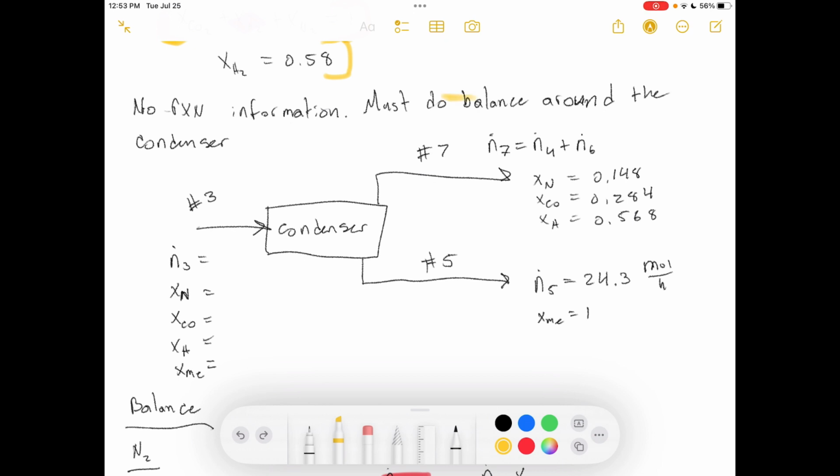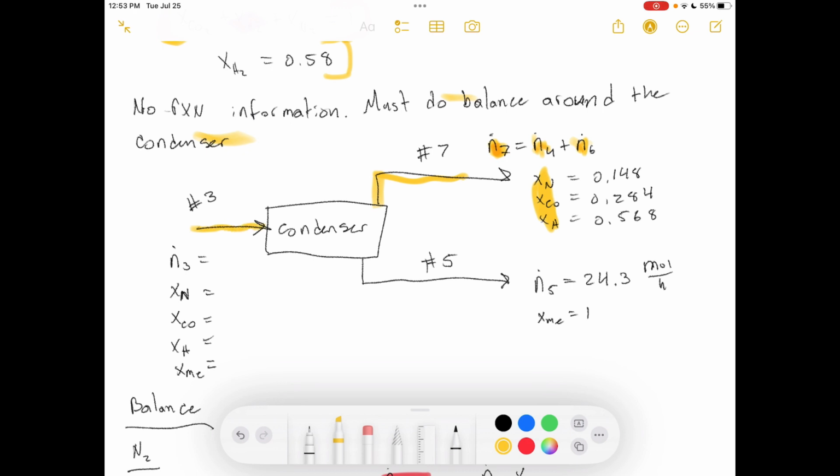So do our balance around the condenser. I drew another little diagram here around the condenser. Now stream 7 gets split into 4 and 6, right? 7 equals 4 and 6. They have the same mole fractions, remember? Just different flow rates, but if you sum these two flow rates, they should equal stream 7. That's the stream coming out of the condenser before it gets split into the purge and the recycle, okay?